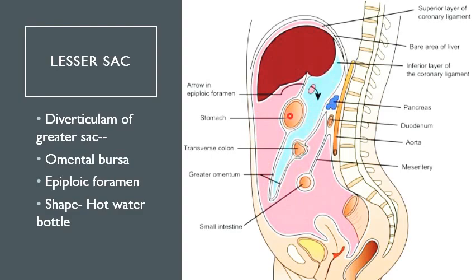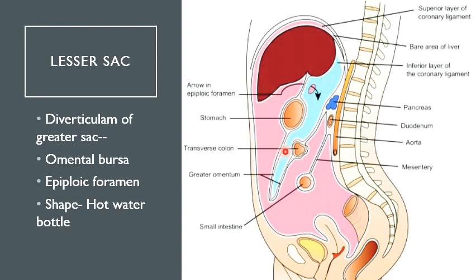It is present mostly behind the stomach and hence it provides an area for the enlargement of the stomach whenever food is present within the stomach, and hence it is also called the omental bursa. The lesser sac and the greater sac are not communicating with each other anywhere except at one point, that is our epiploic foramen. The shape of the lesser sac is like a hot water bag, rather than the bottle.